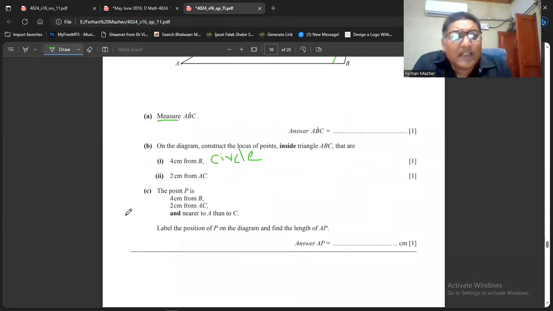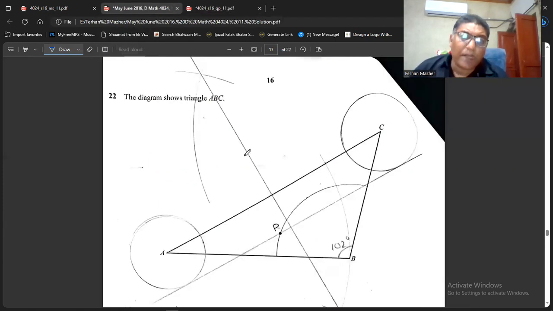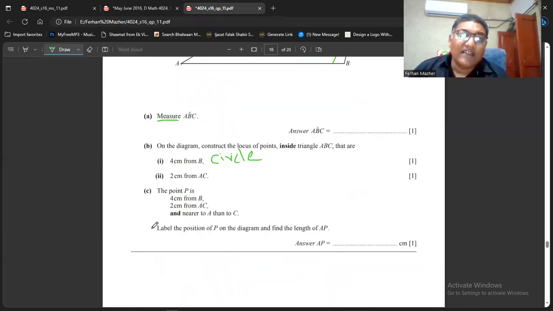Then they say the point P is 4 centimeters from B. This is on that circle, and 2 centimeters from AC, so the point is also on that line which is parallel to AC. Okay. Then they say, and nearer to A than to C. This means the perpendicular bisector. You have to draw the perpendicular bisector.